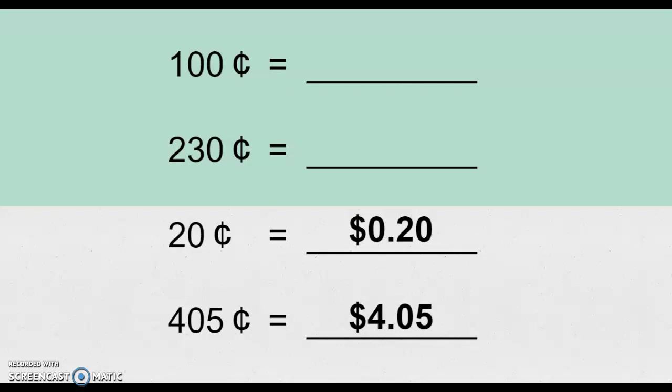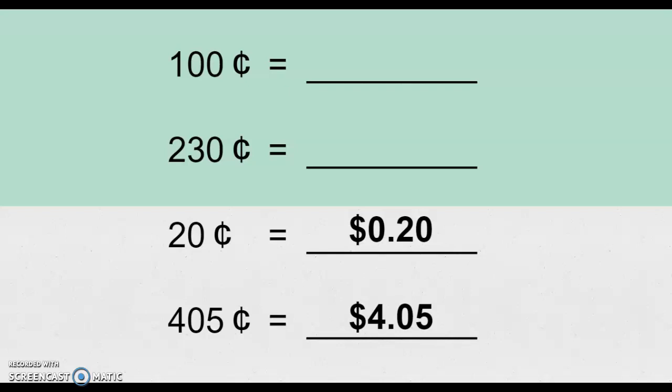That's okay. So what we're doing here is we are changing cents to dollars. Okay, so look below. On the bottom half on the white part of the screen, I have 20 cents. There you can see that I have changed it to dollars. Now, where did I put the 20? I put it to the right of the decimal.